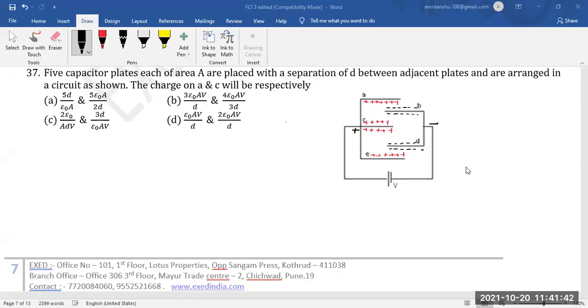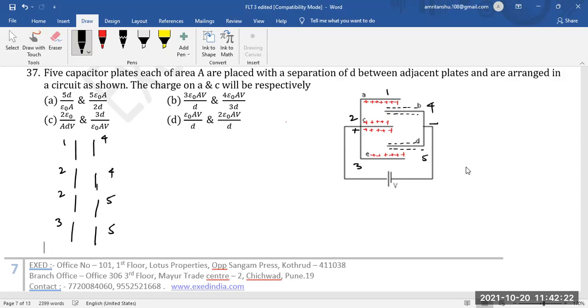Now if you make a circuit diagram for this, let me number these plates: plate 1, 2, 3, 4, and 5. Four capacitors are formed from these 5 plates. This is plate number 1. This is plate number 2, which is used twice for making 2 capacitors. This is plate number 3, which is used once for making 1 capacitor. This is plate number 4, and this is plate number 5, and this is also plate number 5.